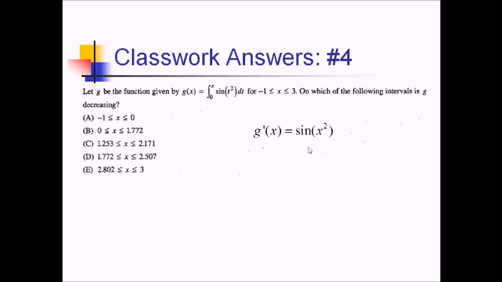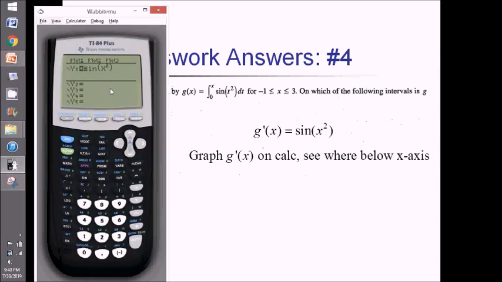And since I want to know where the original function is decreasing, I'm just looking for places where its derivative, g prime, is below the x-axis. I'm going to do this on my graphing calculator since this is a calculator question. So here I am in my y equals. I have sine of x squared in there.